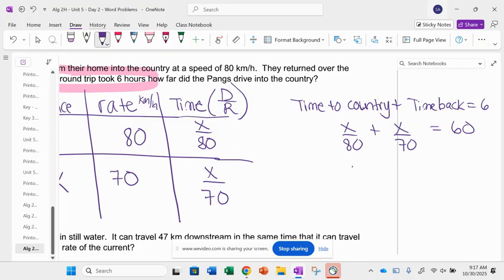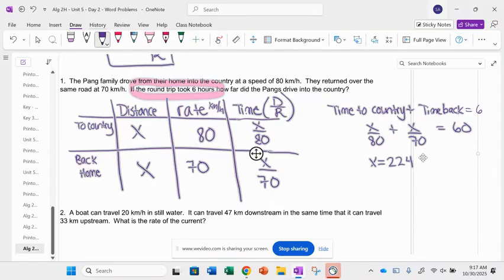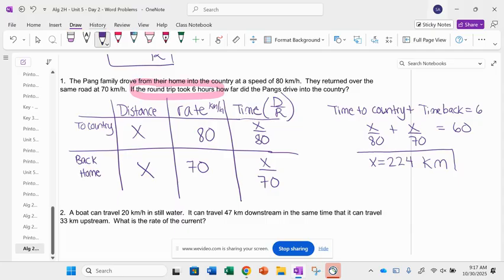If you solve this, you're going to get X is equal to 224. So what does this 224 represent? The distance from the home to the country and back from the country to the home. So it says, how far did the Pengs drive only to the country? So only to the country, we drove 224 kilometers. You got it. Ariana? Oh, it's not 60. I don't know why I put a 0 there. It's just 6. No clue why I put 60.